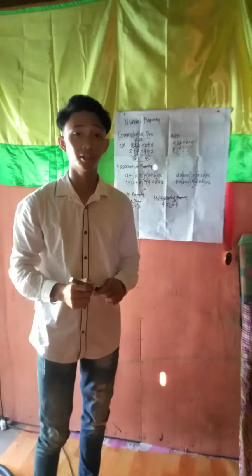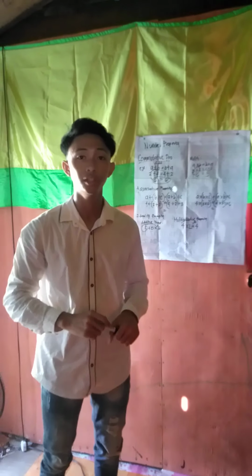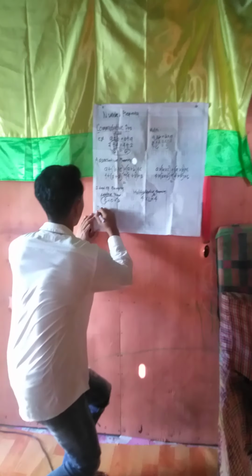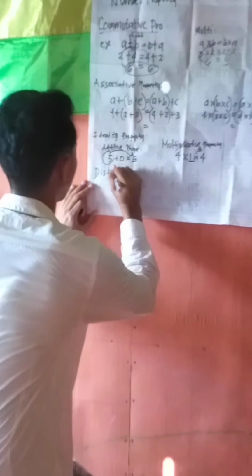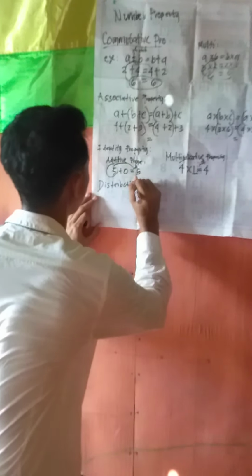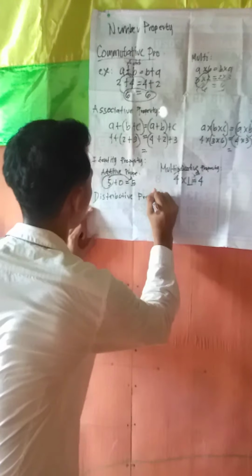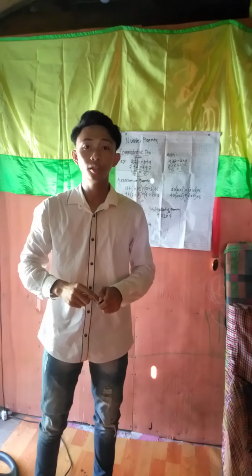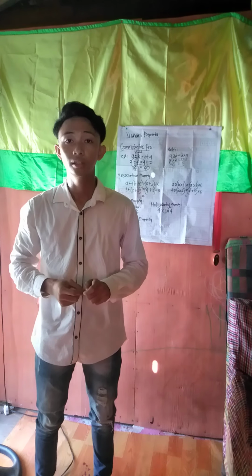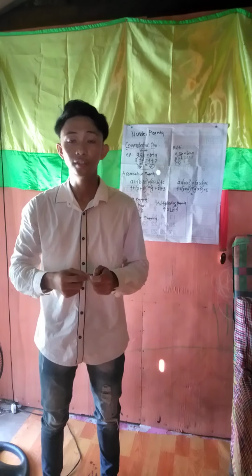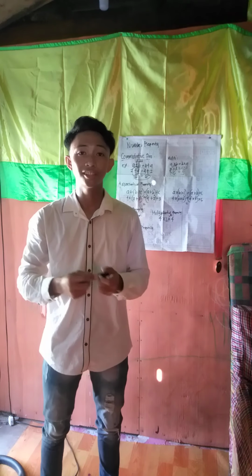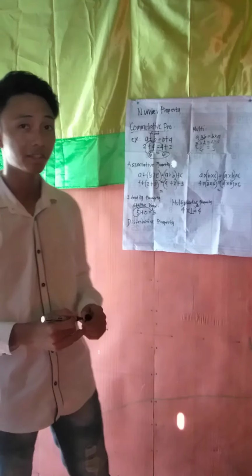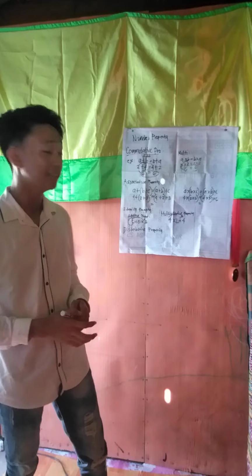And that is for the third one, and I'm going to proceed to the last one, which is the distributive property. The distributive property helps us to simplify the multiplication of a number by a sum or difference. As the name suggests, it distributes an expression.